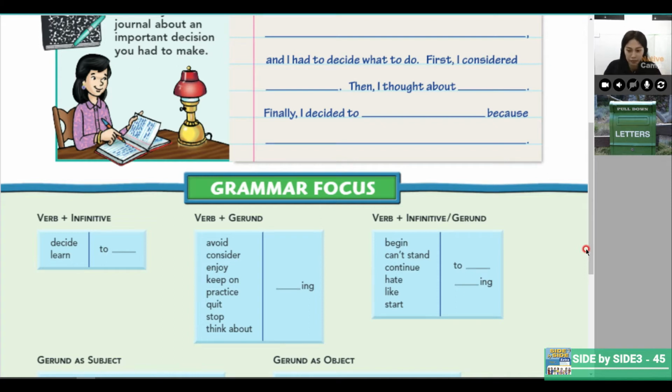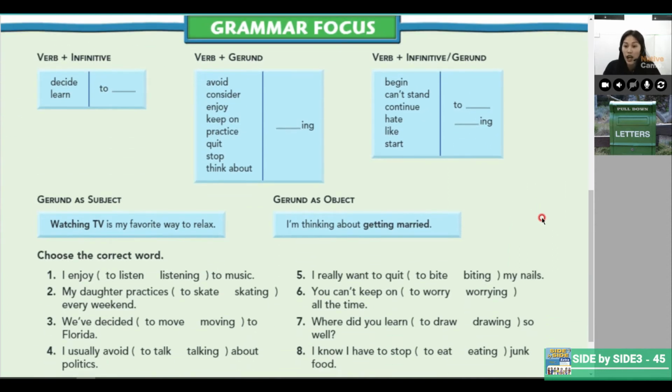Now this time, let's have the grammar focus. Let's review the verb plus an infinitive "to". Now let's read the words inside the first blue box, and please read after me. Decide to. Learn to. Wow, very good. Now let's have the grammar rule for this blue box. Please check your chat box.